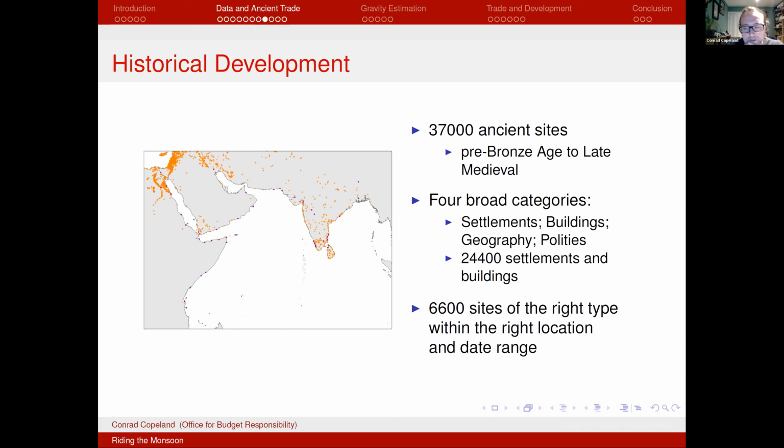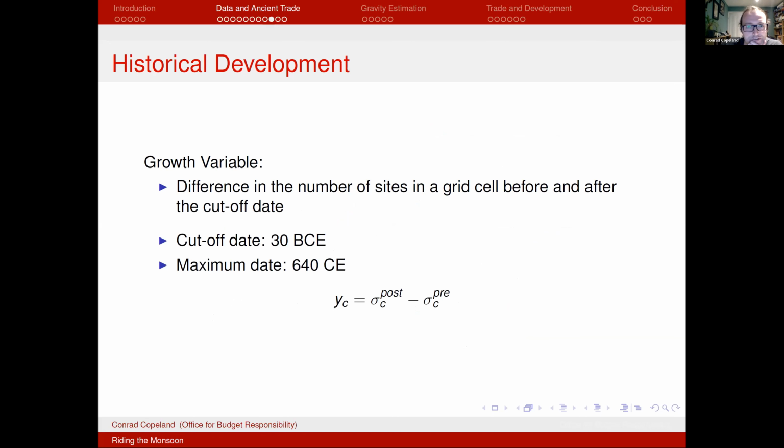And so I end up with 6,600 sites of the right type within the right locations, the 500 kilometer radius in the grid cells, and within the date range. And apologies to Melanie and anyone who read the paper, there's a rather egregious typo. The cutoff date is 30 BCE, which coincides with the Roman conquest of Egypt, not 30 CE.